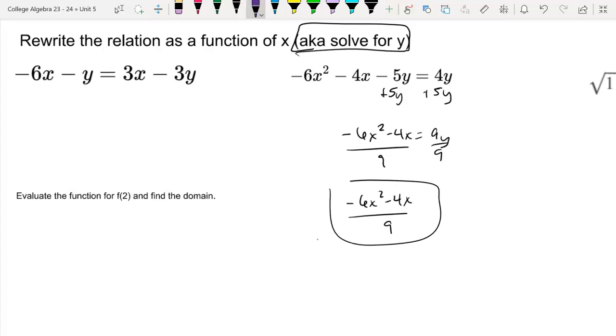Then it'll say part 2 is telling you to evaluate the function for f of 2. So I just replace all the x's with 2. And again, we practiced that before. There's a couple of those on the quizzes as well.